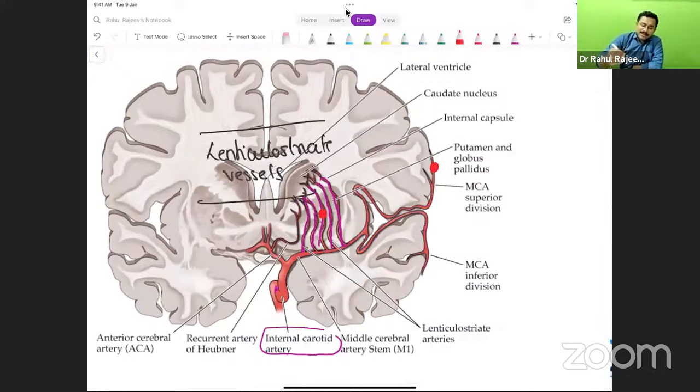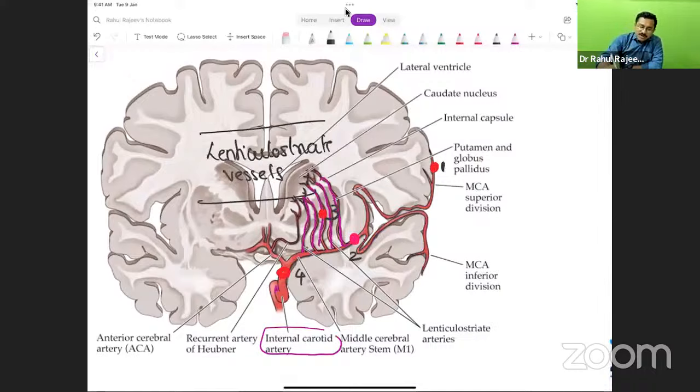So let me mark a few regions. This is one, the initial lesion. This is two. And this lenticulostriate is three. And the proximal part of the MCA is four. You tell me, 1, 2, 3, 4. Where is the likely lesion? Is it 1, 2, 3, or 4?